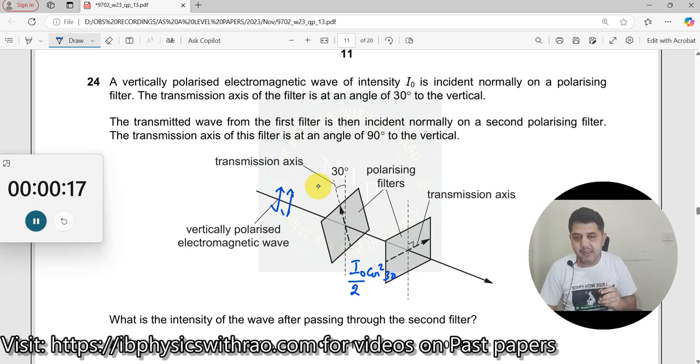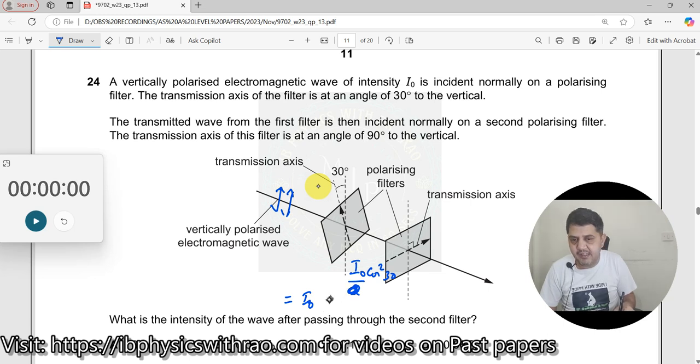But if this is not a partially polarized beam, it's an unpolarized beam, then in that case you can directly put I naught divided by 2. I'm sorry, there is no 2 here. It is I naught cos squared 30. So this should now be equal to I naught into cos squared 30.